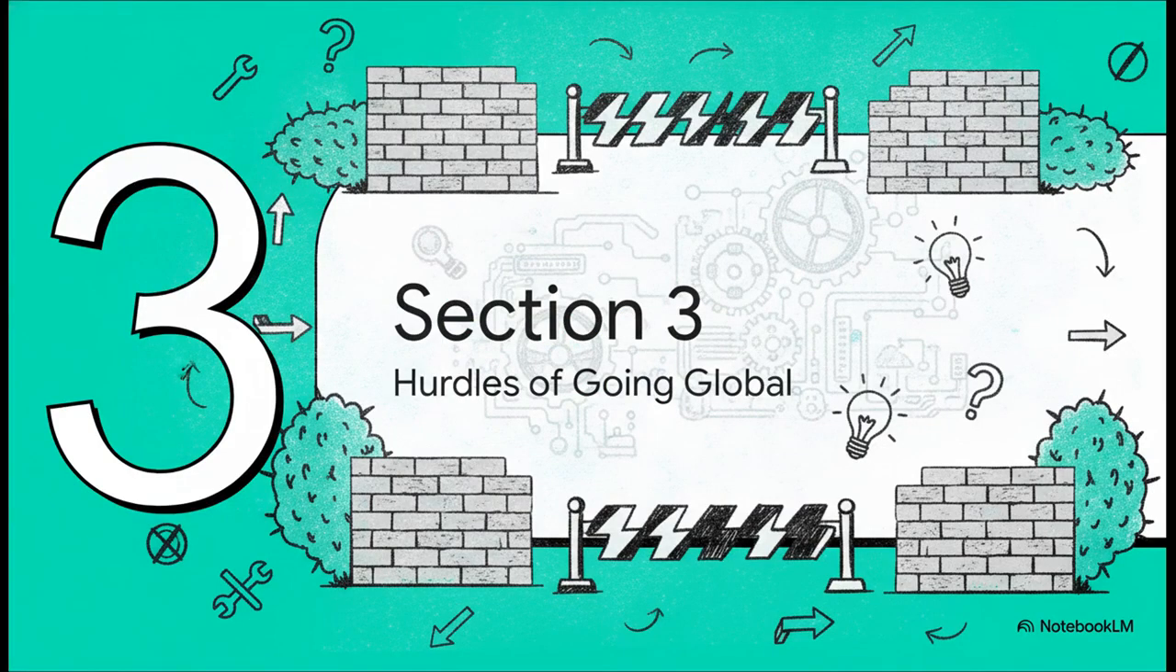Which brings us to the real climax of our narrative today. Section 3, Hurdles of Going Global. Because you might be wondering, what are the actual roadblocks when setting up these massive digital brains?